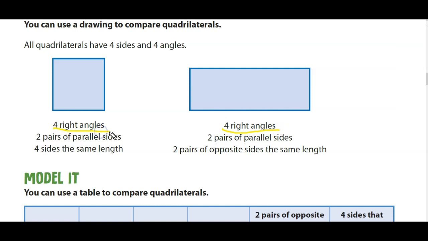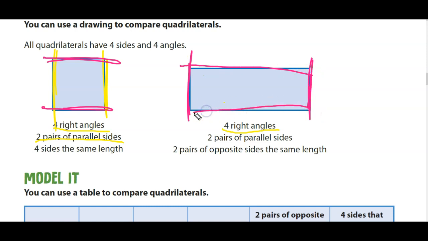They both do. Two pairs of parallel lines. That means this pair. These sides are parallel, and the top and bottom are parallel. Same thing on a square. This side and this side is parallel. The top and bottom are parallel.